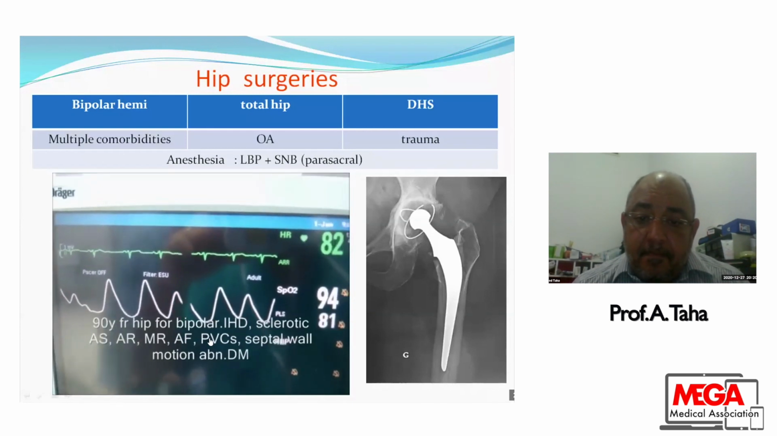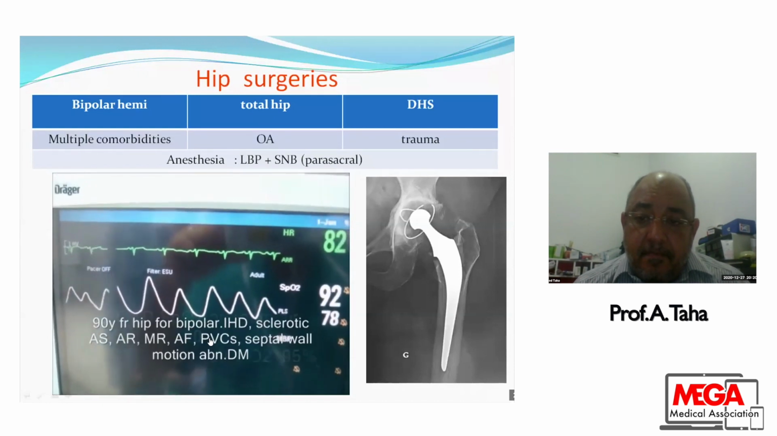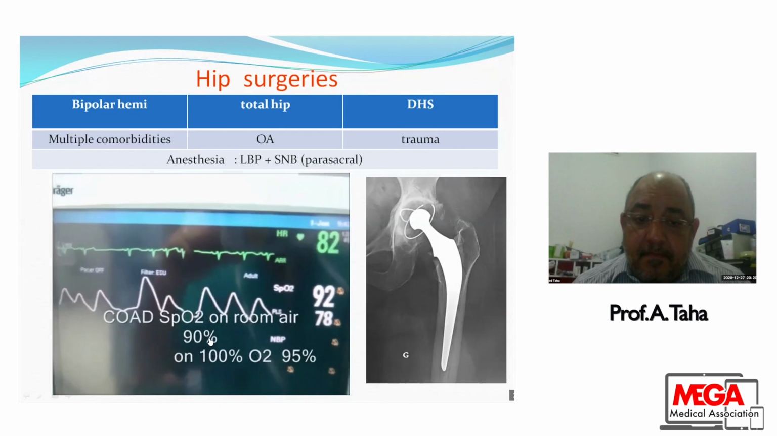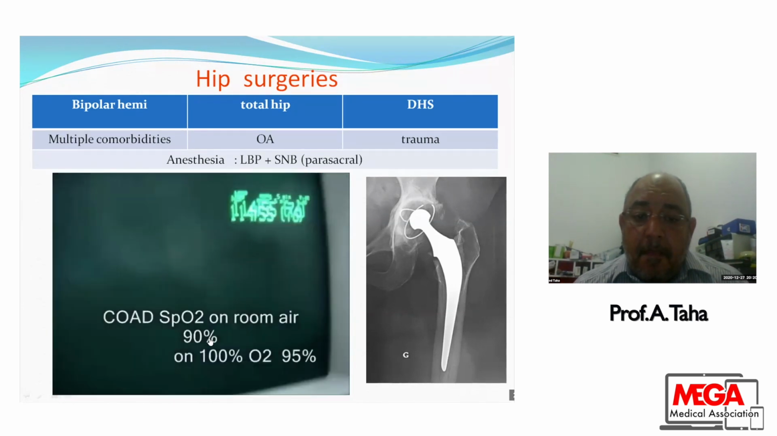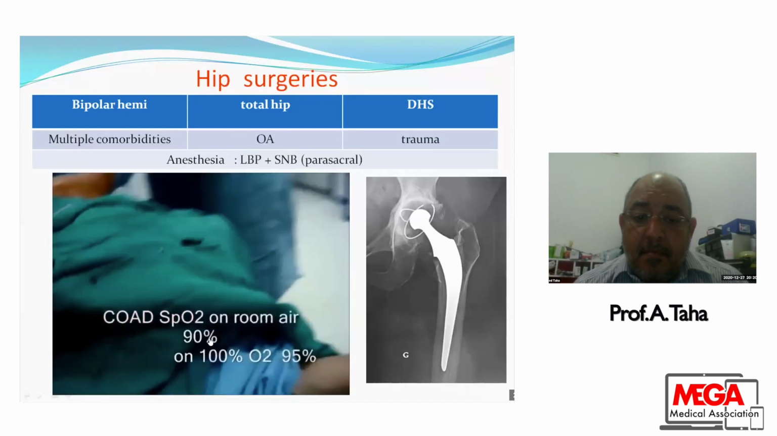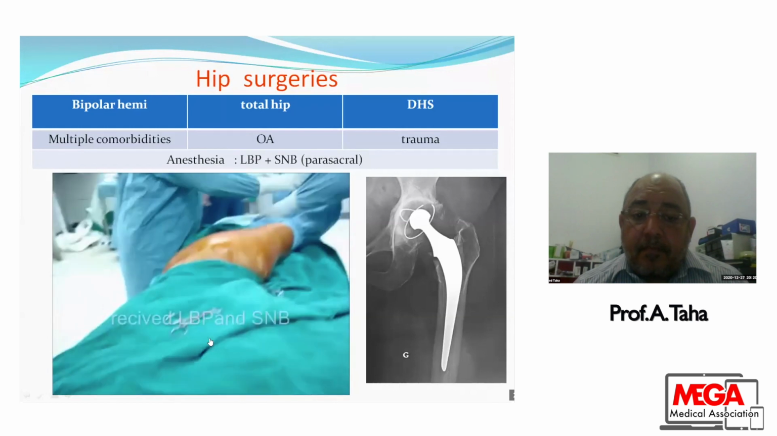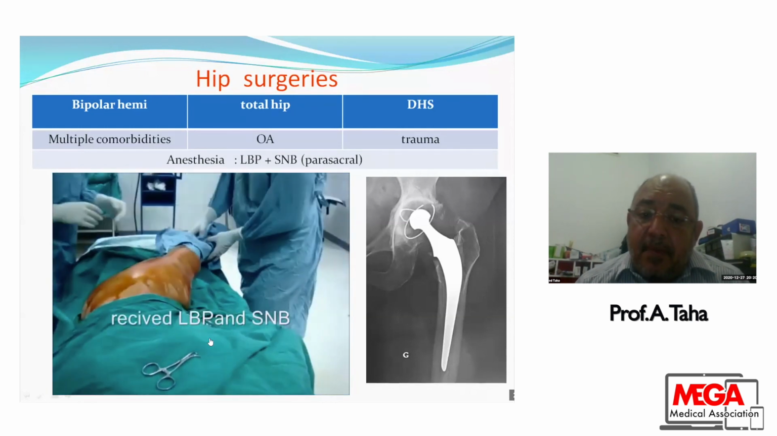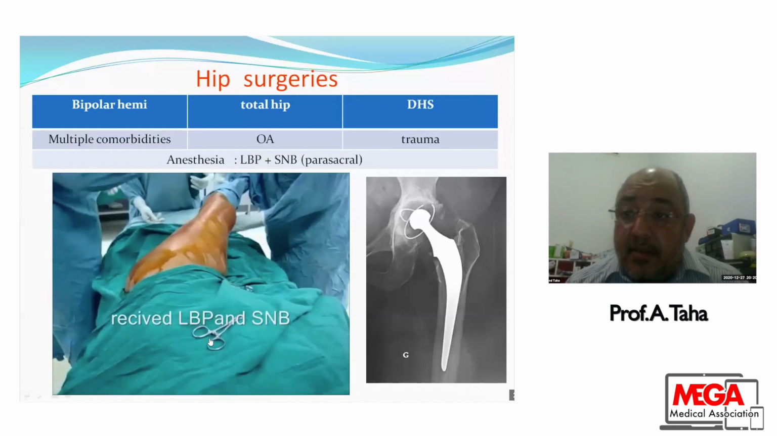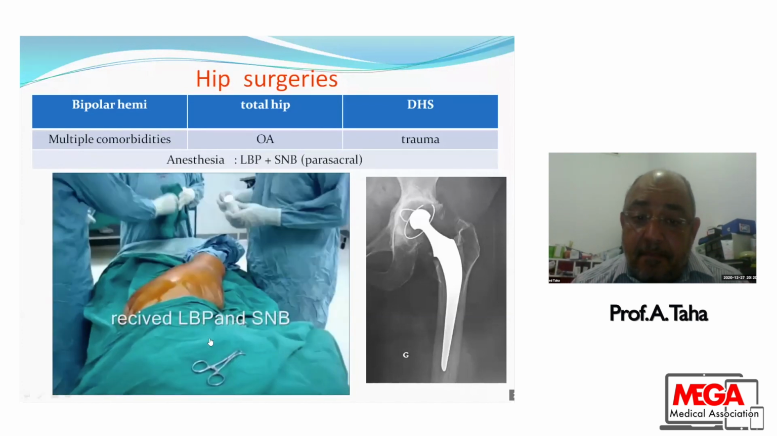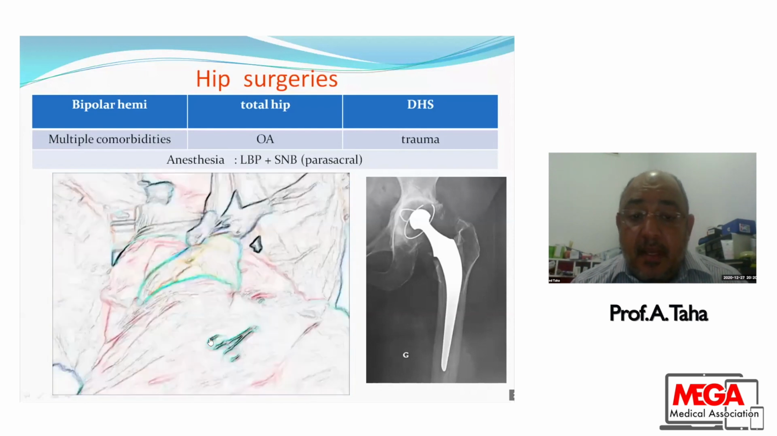The echo ejection fraction is 57, with segmental motion abnormality, aortic stenosis, aortic regurgitation, and mitral regurgitation. We gave this patient a combined lumbar plexus and sciatic nerve block using the Mansour approach, but this was before the ultrasound. This was a long time before, in the Mardash hospital.